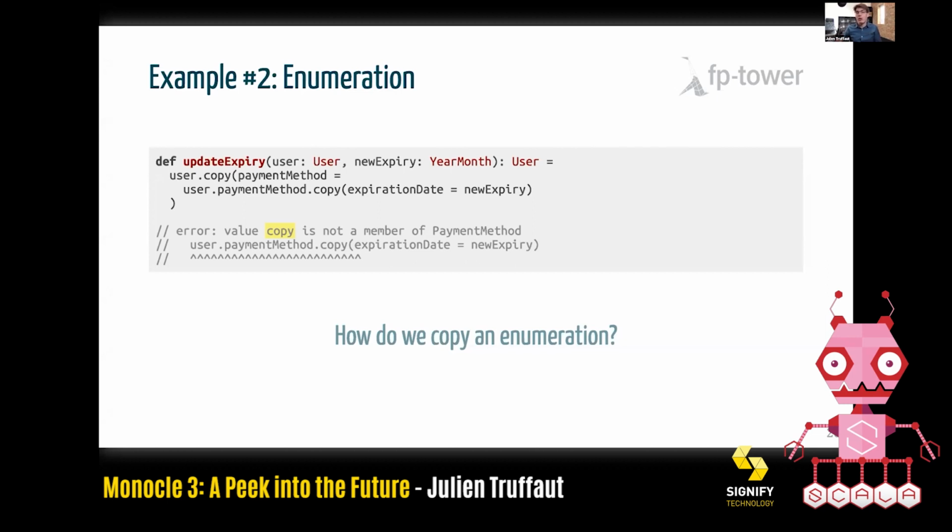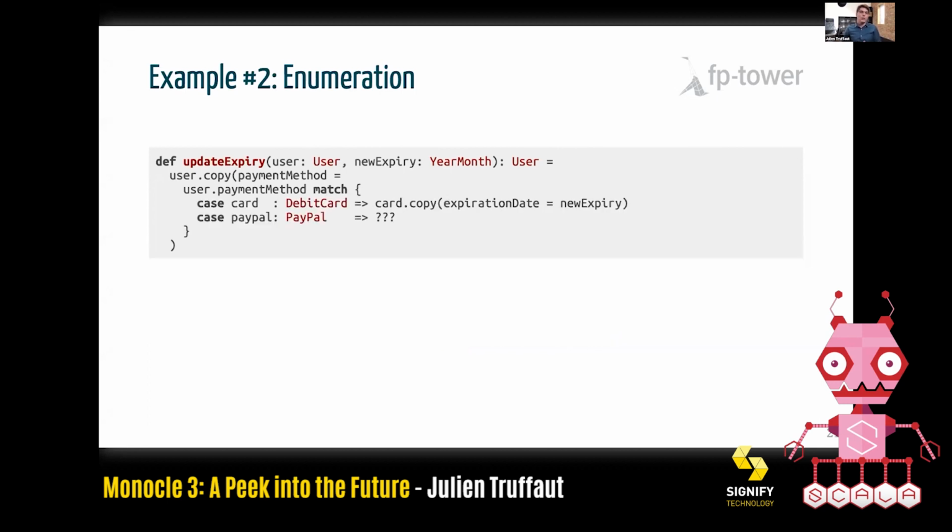Well, with enumerations, the answer is almost the same. You need to pattern match. So let's write our copy method, the same at the beginning. And then within the copy method, we pattern match on the payment method. If the payment method is a debit card, then that's easy. We can just copy it over and change the expiration date. Fine. The real question is, what do we do if it's a PayPal account?